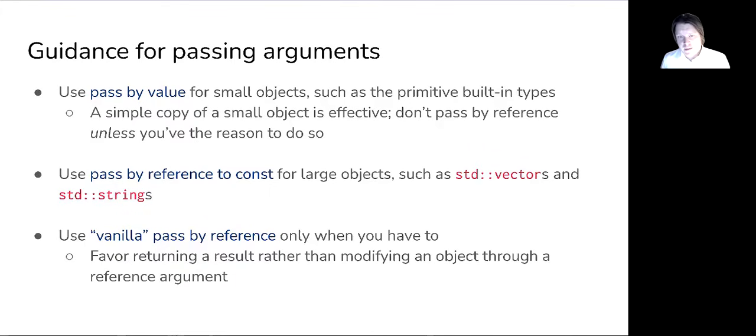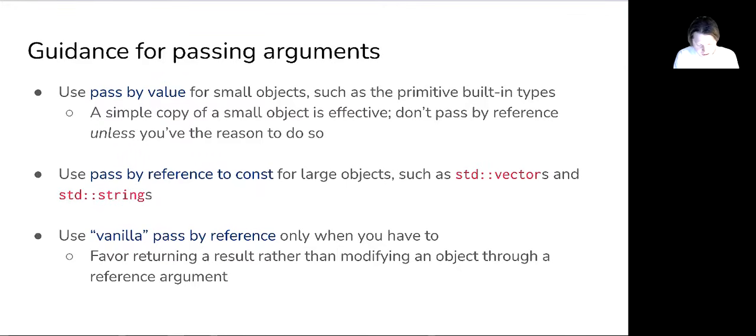Use pass by reference to const for large objects. So think of any user-defined type you're creating within your program. This could include structs or otherwise, standard library vectors, standard library strings, maps, etc. Reference to const means no copy will occur. You'll be able to interact with the data just like you would otherwise. It'll be read-only, though. Use vanilla pass by reference only when you have to.